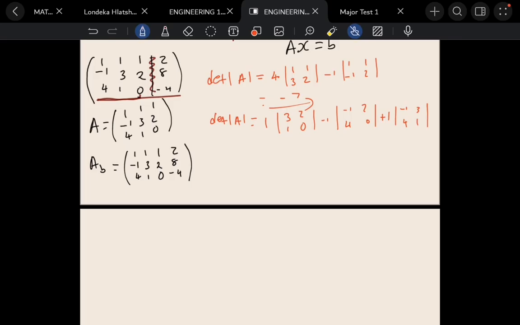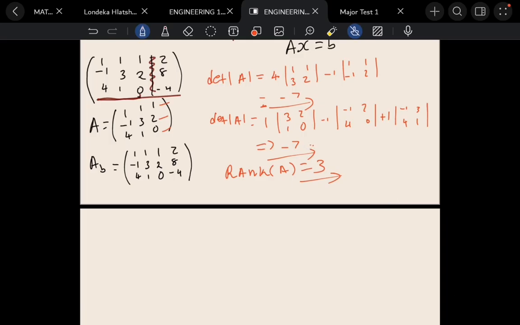So your answer again, it's still minus 7, right? Because we found a determinant here which is equal to a number, we will say that the rank of A is equal to 3, because we have 3 rows which are linearly independent of one another in matrix A. How can we say that? Because our determinant was not equal to 0.